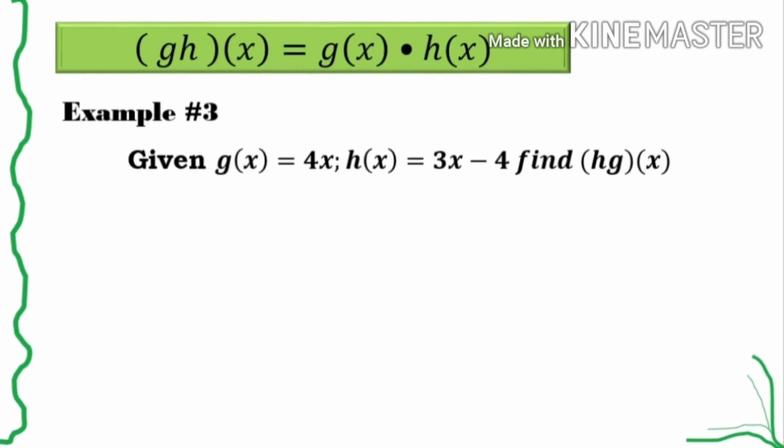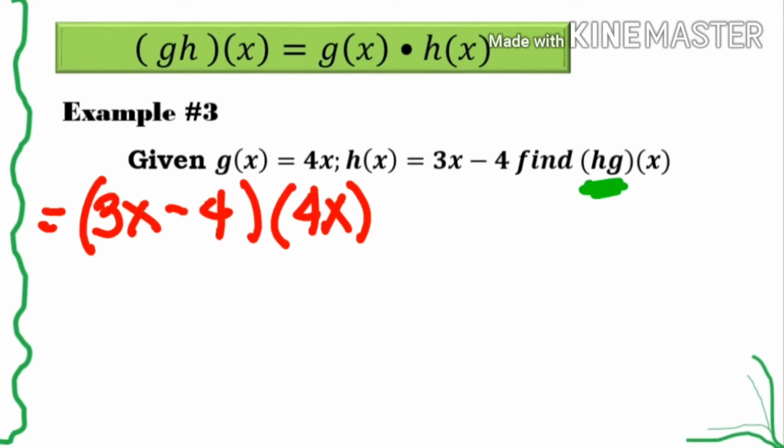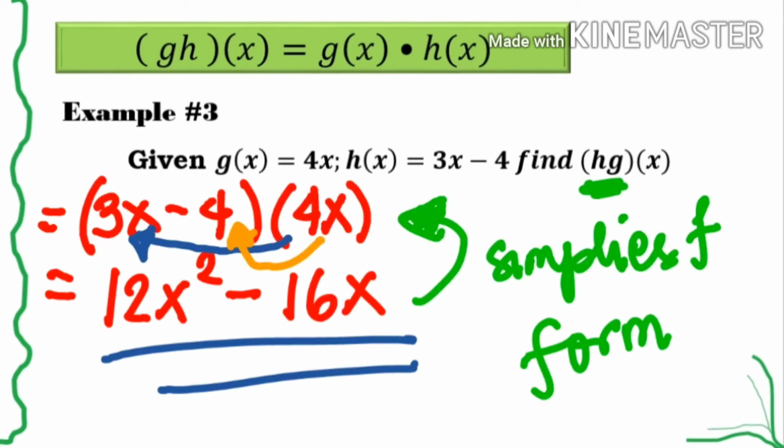Example number 3, given g of x equals 4x, h of x equals 3x minus 4, find h times g of x. Substitute the given to the formula, then distribute 4x to the quantity of 3x minus 4. So we have 12x squared minus 16x.